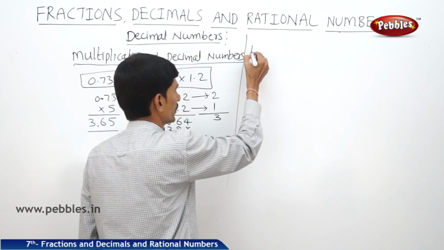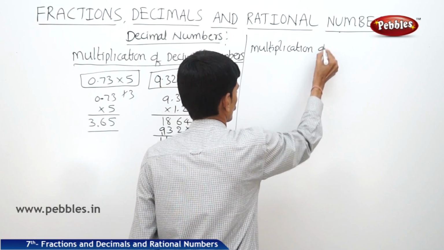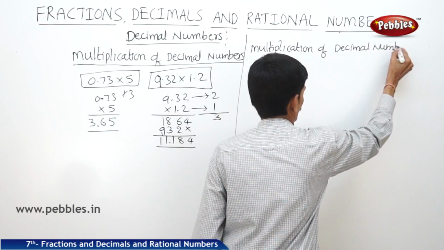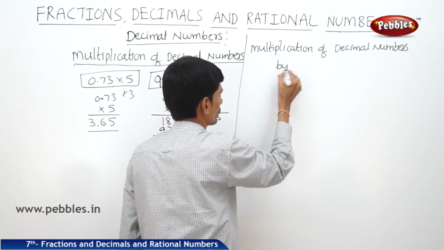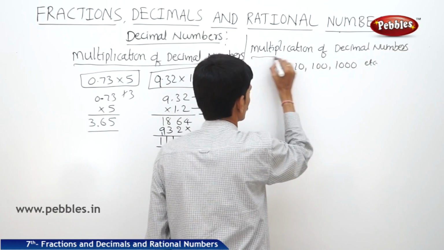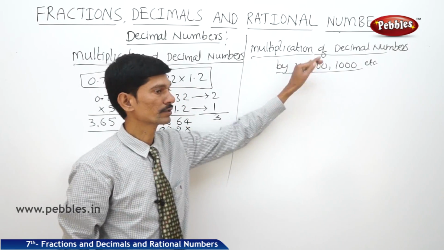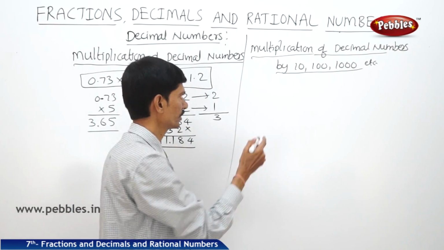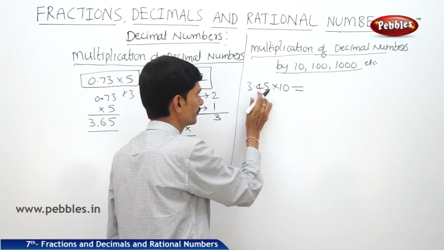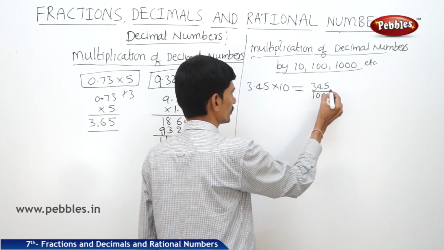Now multiplication of decimal numbers by 10, 100, 1000, etc. So how to multiply any decimal number by numbers such as 10, 100, 1000 or 10,000 or 1 lakh? For example, 3.45 is multiplied by 10. So then 3.45 can be written as 345 by 100 into 10.